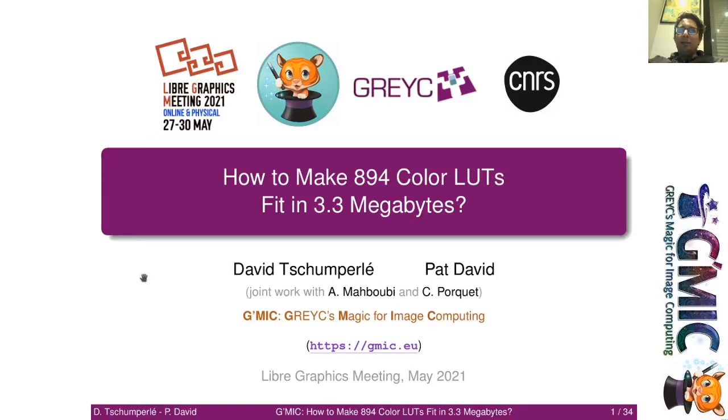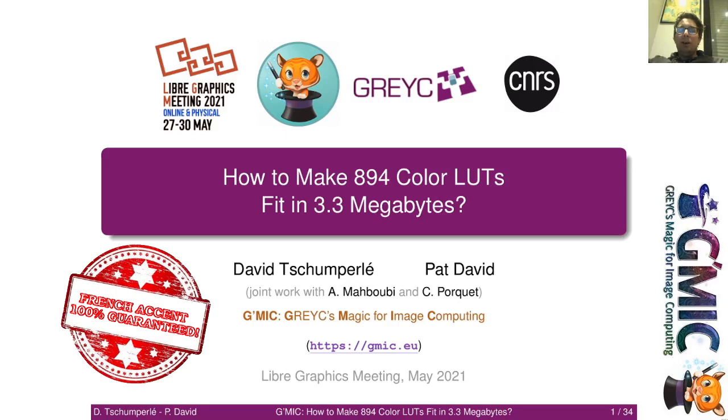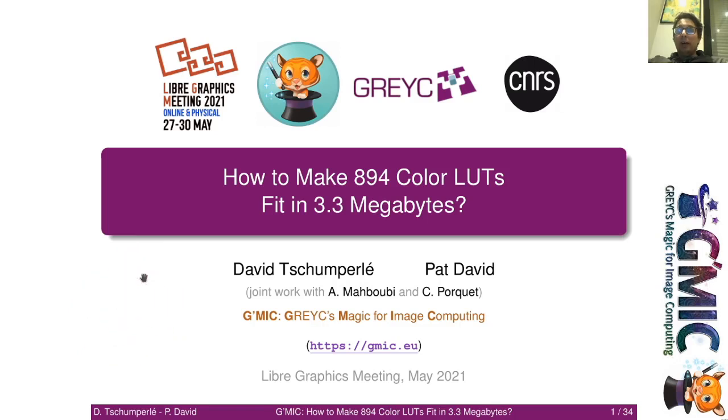Hello everyone, I'm David Tschumperlé, one of the developers of the G'MIC software, or GMIC if you prefer to pronounce it this way. G'MIC is an open source framework for image processing, and today I'd like to talk about a specific set of image processing filters which are focused on the transformation of the color mood of images.